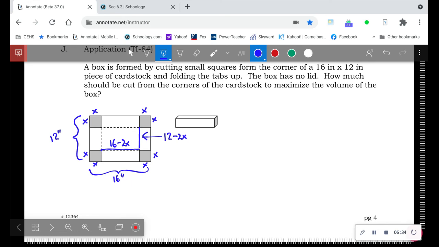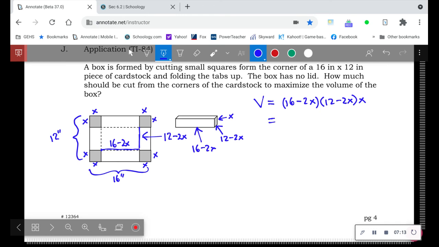Now once you fold that box up, then this edge will be 16 minus 2x. This edge here that's not very visible is 12 minus 2x. And since we folded the flaps up, the height is x. And we're going to take that information and turn it into volume, which is length times width times height. So length times width times height.